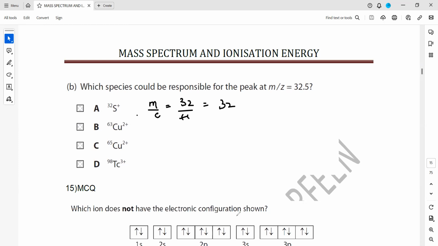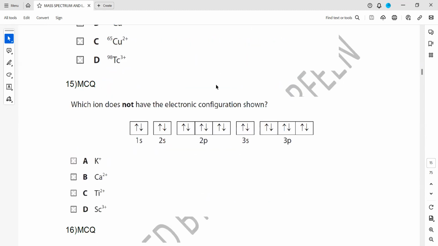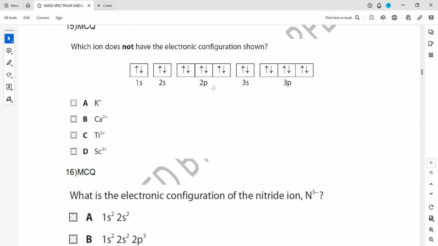What about copper 2+, which is 63, so it will be 63 divided by +2. That will be 31.5. But 65 divided by +2 will be 32.5. And option C will be 98 divided by +3, so it will match with option C. The mass to charge ratio is the total mass divided by charge.